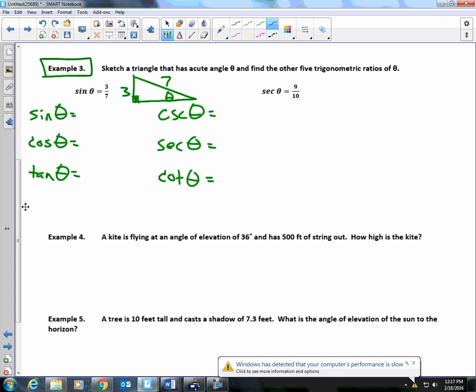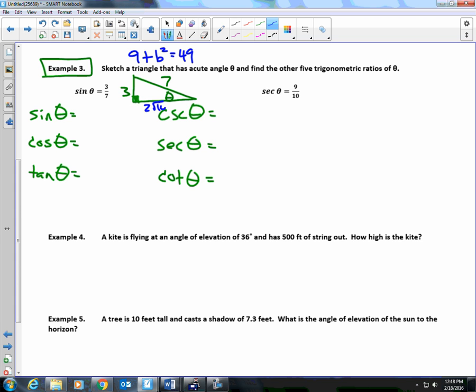So I'm going to do a squared plus b squared is c squared, or 9 plus b squared is equal to 49. Subtract the 9, we get b squared is 40. 2 roots of 10. Good. So I know sine of theta is 3 over 7. Means cosecant is 7 over 3.